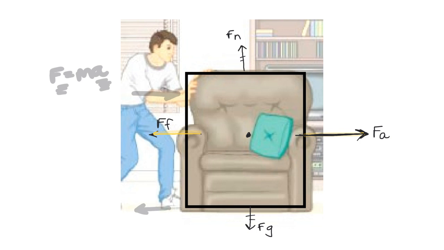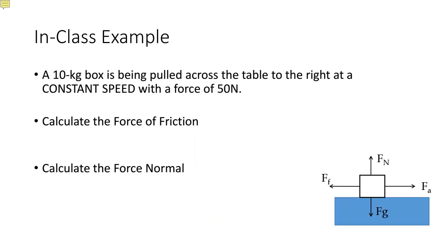Let's do a few more examples to solidify this concept. It says a 10-kilogram box is pulled across the table to the right at a constant speed with a force of 50 newtons. These are the forces acting on our object. I'm going to label this one 50 newtons. And it wants to know what is the force of friction and what is the force normal.